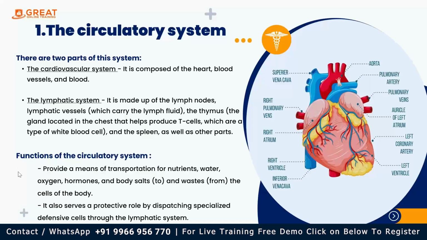Functions of the circulatory system: provide a means of transportation for nutrients, water, oxygen, hormones, and body salts to, and waste from, the cells of the body. So it provides body salts to the body and takes away waste from the cells of the body. It also serves a protective role by dispatching specialized defensive cells through the lymphatic system. So these are the functions of the circulatory system.